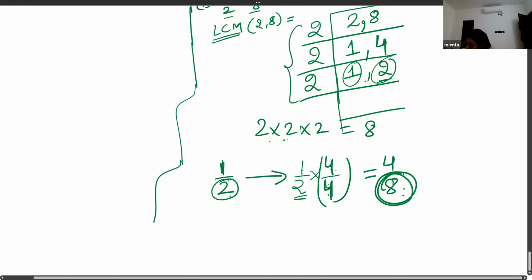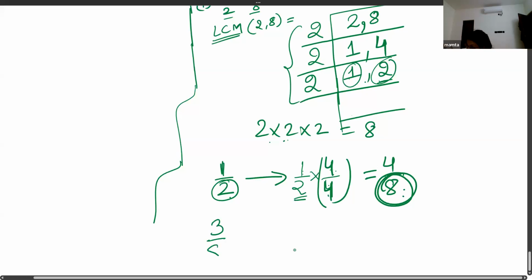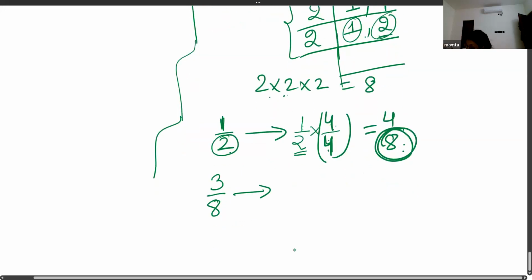Okay. So, what is the method? Just multiply the numerator and denominator with the quotient, means with the number by multiplying which you will get the same number as LCM. Now children, if I write 3 by 8, no need to multiply with any number, because it is same as LCM. So, keep it as 3 by 8 only.